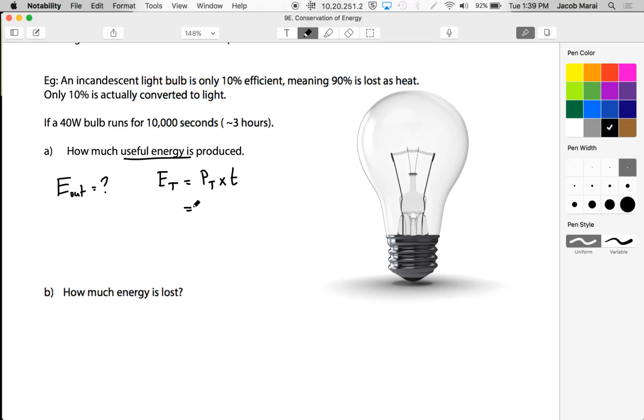So the total power of our light bulb, 40 watts, multiplied by time in seconds, 10,000. That's going to be 400,000 joules.